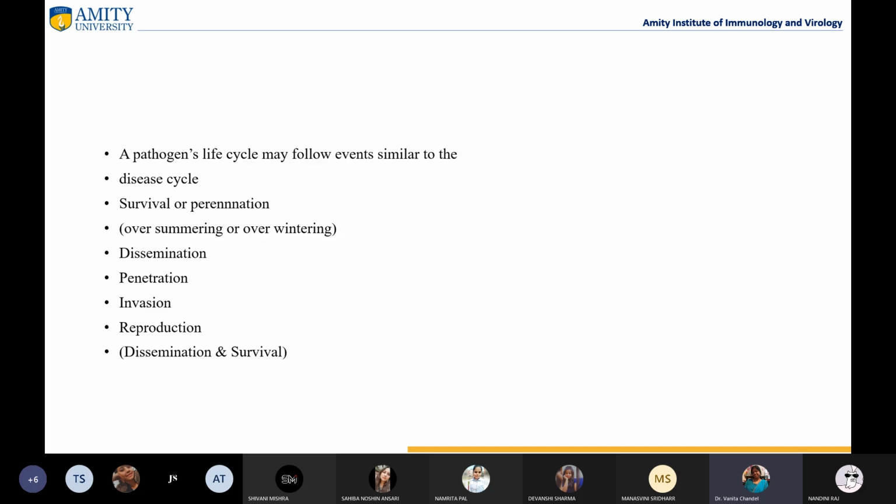So the pathogen's life cycle, or what we also call the disease cycle, follows a series of events. Basically, we'll study in detail what a disease cycle is. How do pathogens survive when they are outside the host? For example, plants are not growing always, right? There's a season.